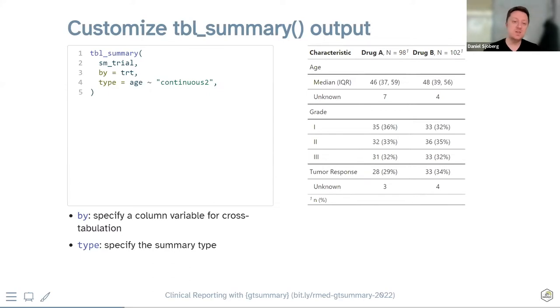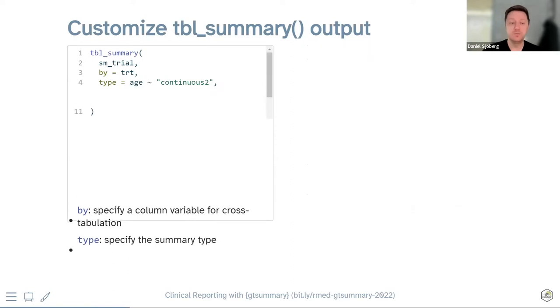So in this case, we're just showing median IQR on one row, but you can have one row for median, one row for IQR, one row for mean, one row for standard deviation, all the statistics you want that can be shown on two or more rows, which is why it's called continuous two, for two or more rows. All right, so that's the modification we've made here using the type argument. So just changing the summary type from the default continuous to continuous two.